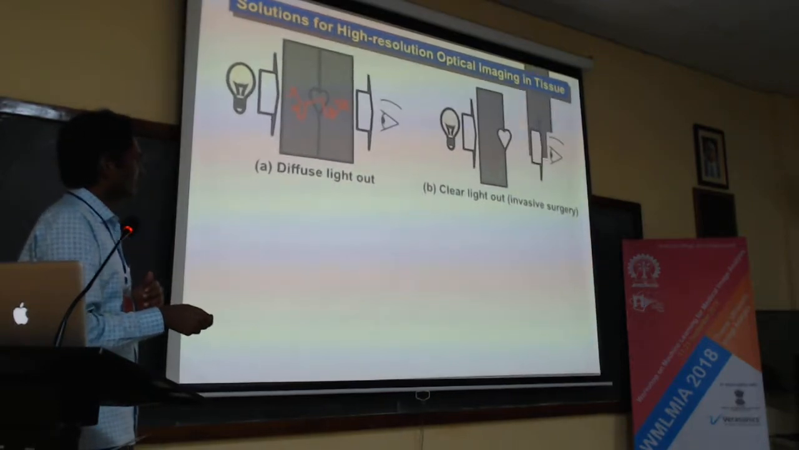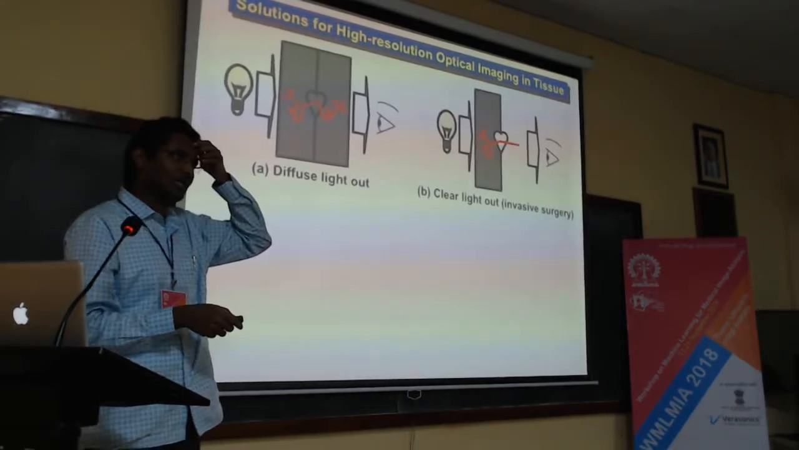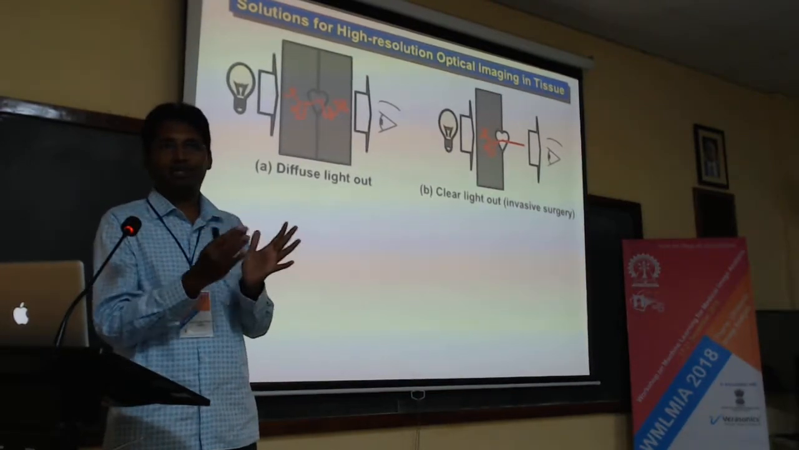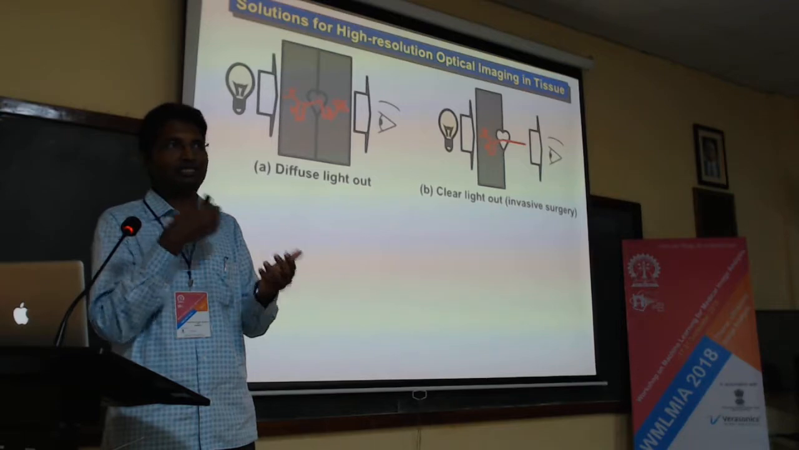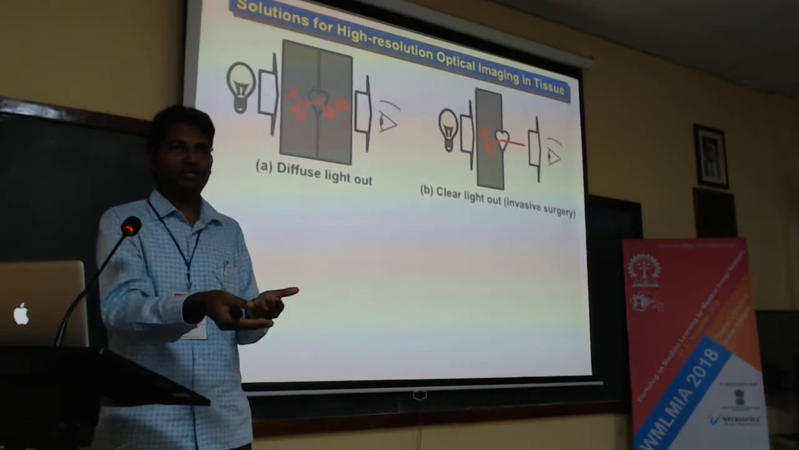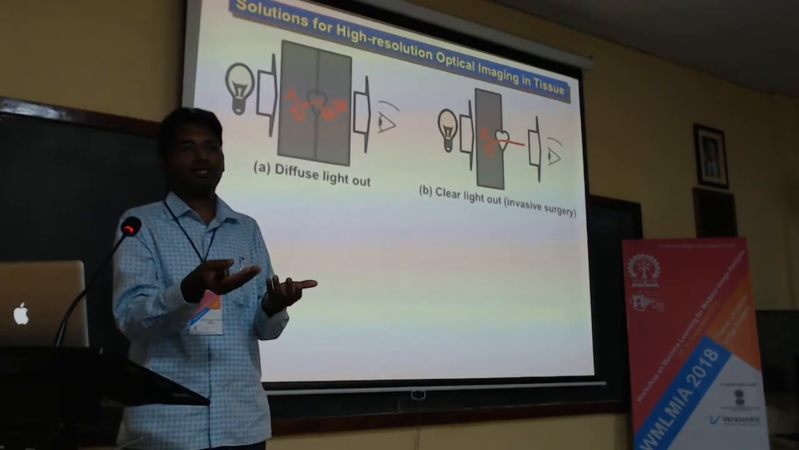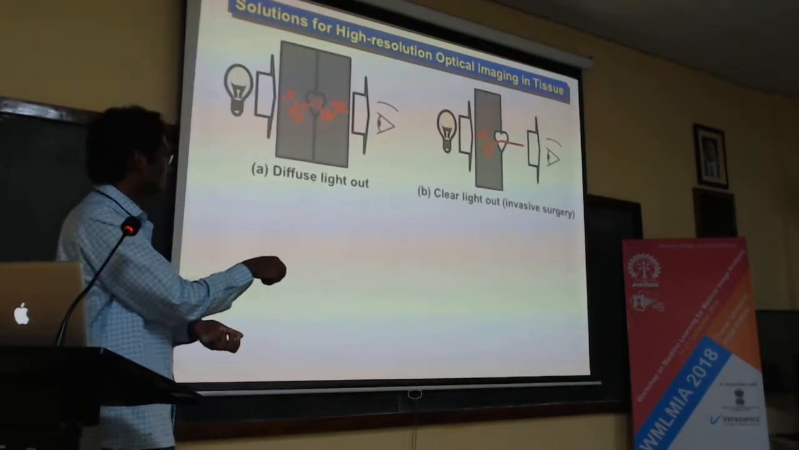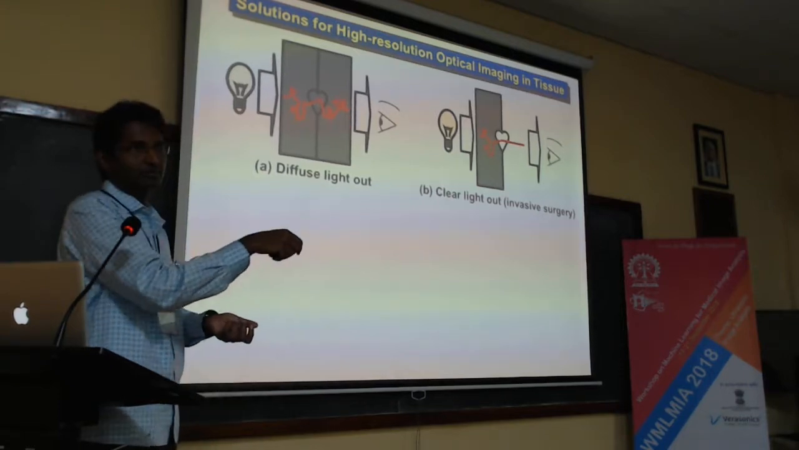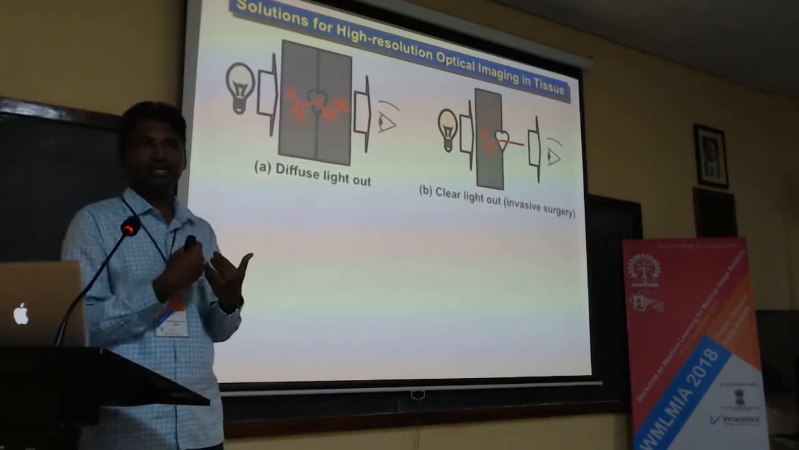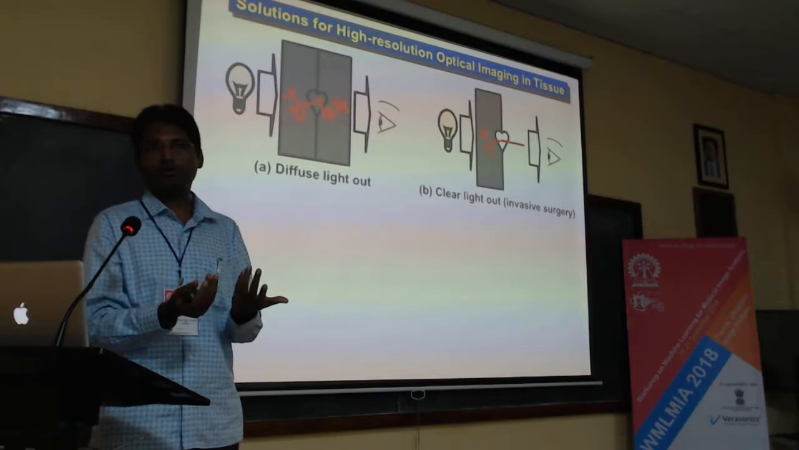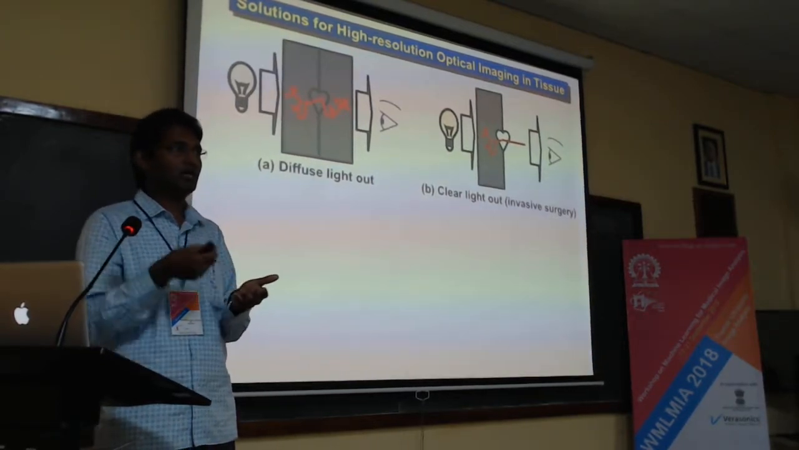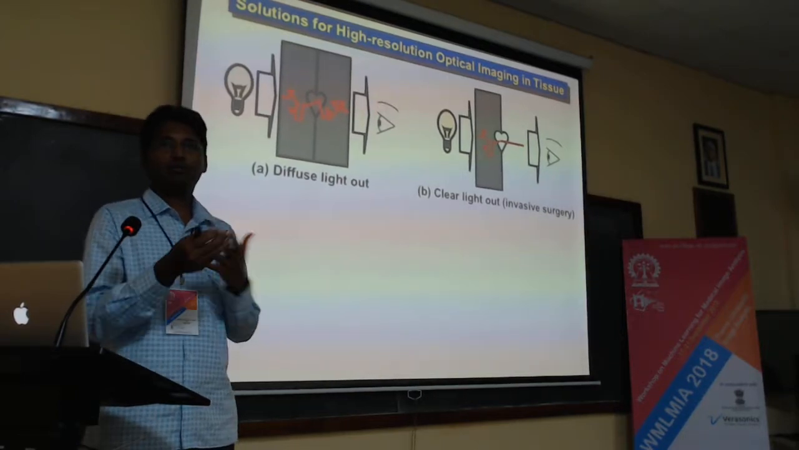Now, the other approach is to decrease the tissue depth, because when you want to image deeper, you have more scattering. In surgery, you can remove that tissue and then shine the light. So you clear the light path; you open a window so that you can see the light. But that becomes more invasive. It's no longer non-invasive imaging. Now you are doing a surgical procedure and then shining the light, so the whole thing might have changed.